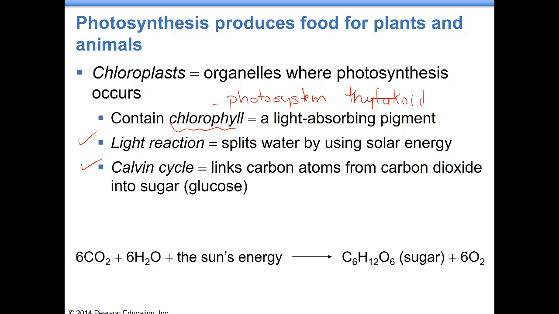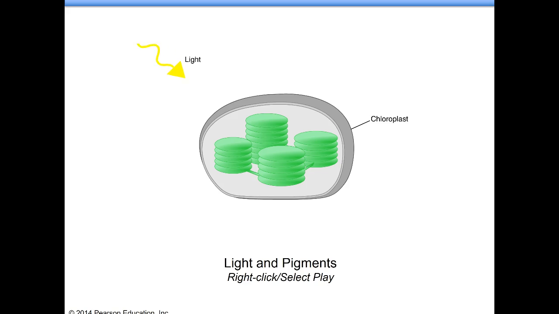So we can see our general equation. It takes 6 molecules of carbon dioxide and 6 molecules of water in the presence of sun energy to give us only 1 molecule of sugar and 6 molecules of oxygen. So that's the general equation for photosynthesis.